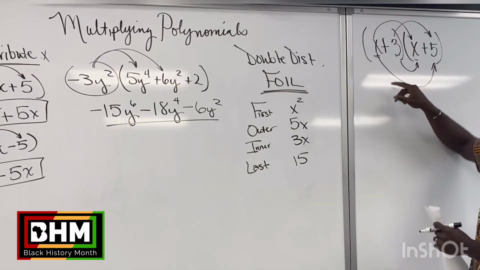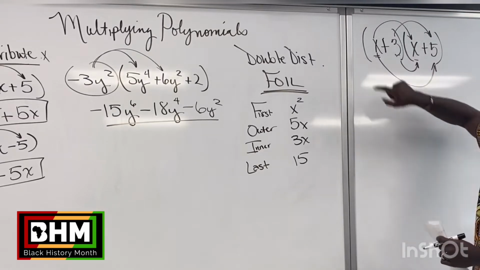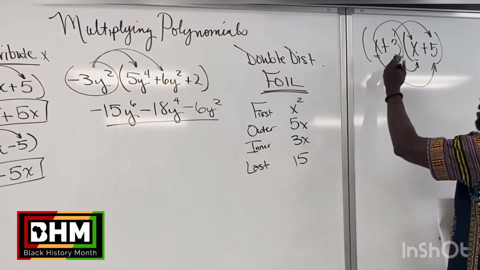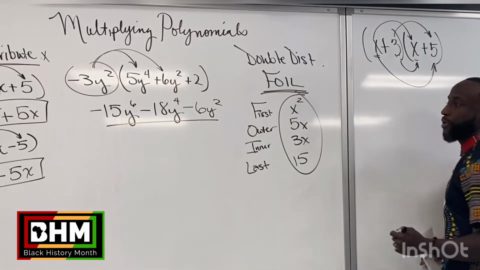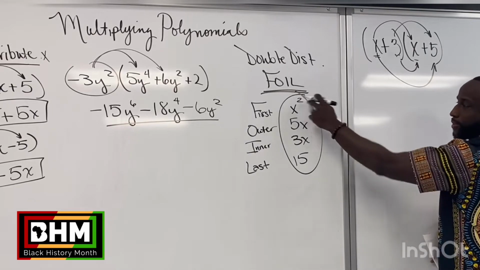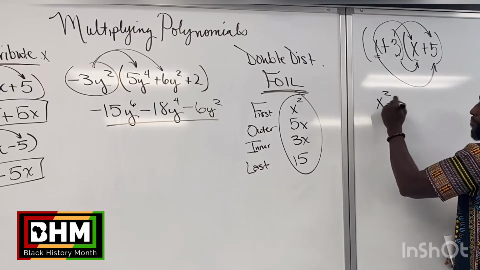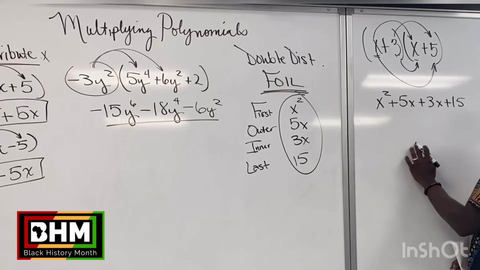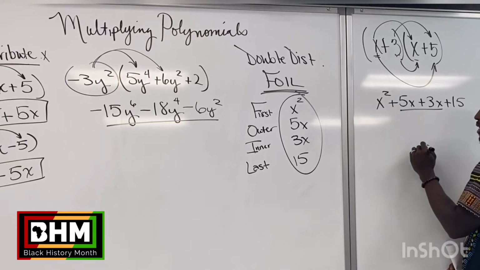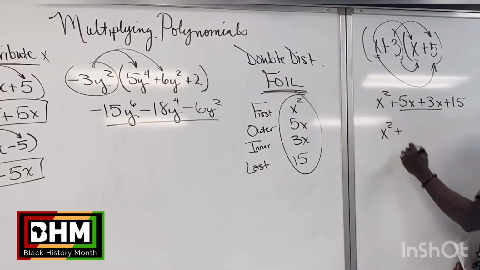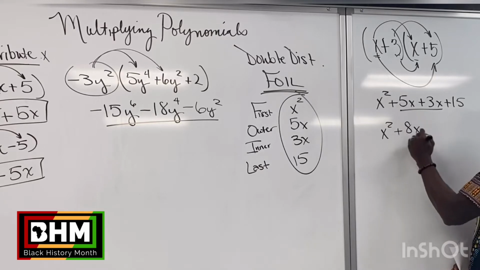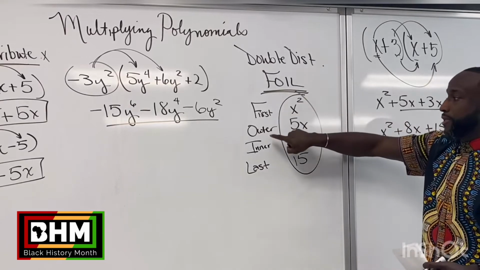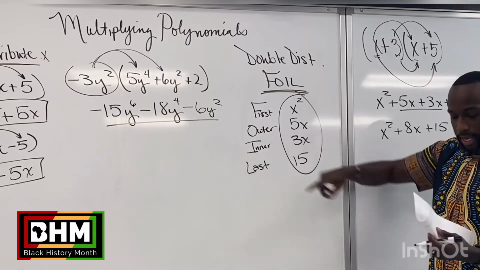If you look at it, it looks like a little face with glasses, ears, and a smile. If you don't see it, you're hating. Anyway, now you want to put these in decreasing order of exponents. So it'll be x squared plus 5x plus 3x plus 15. Then you simplify by combining your like terms, and in this case it'll be 5 plus 3, which is 8x, plus 15. So remember FOIL: first times first, outer times outer, inner times inner, last times last.